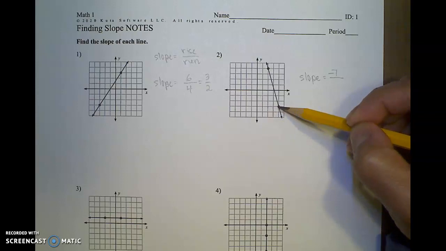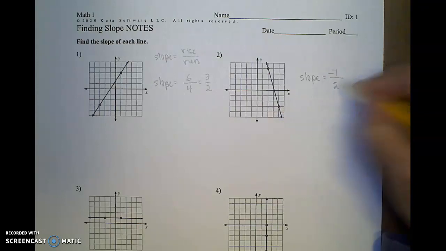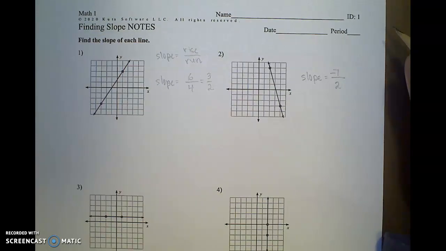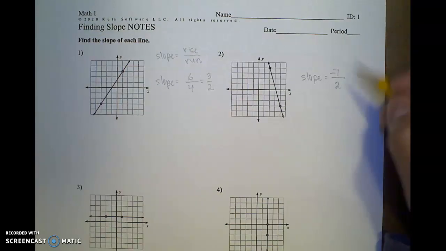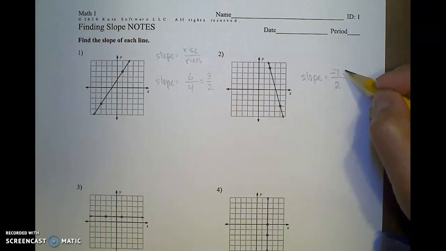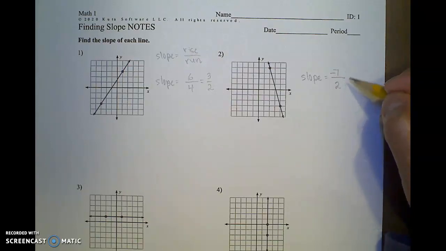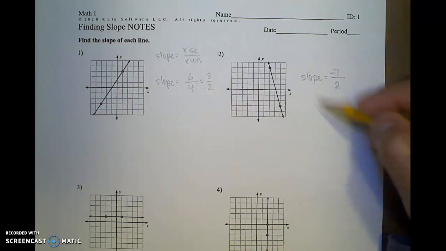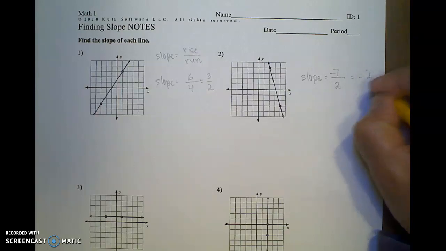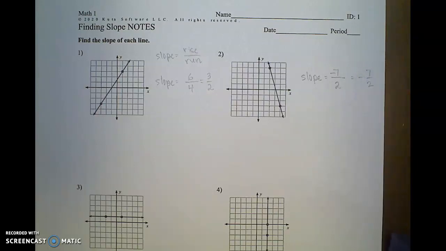And then I'm going to go to the right 2 boxes. Because I went to the right 2, it's going to be a positive 2. Now I cannot reduce this. 7 and 2 don't have a common factor that I can reduce them by, so I'll leave it as negative 7 over 2. Again, I can write it like this as well.